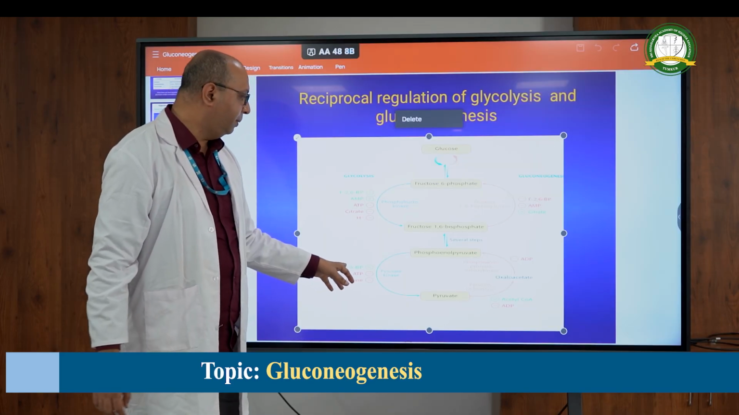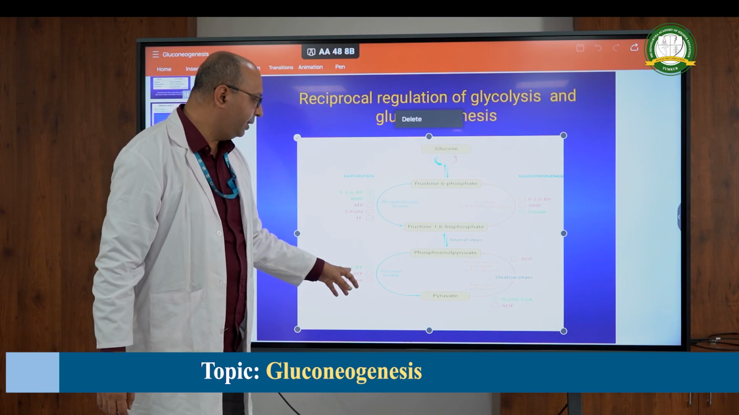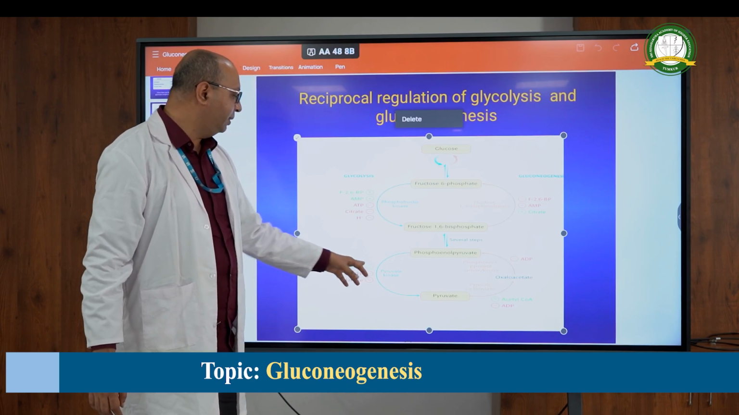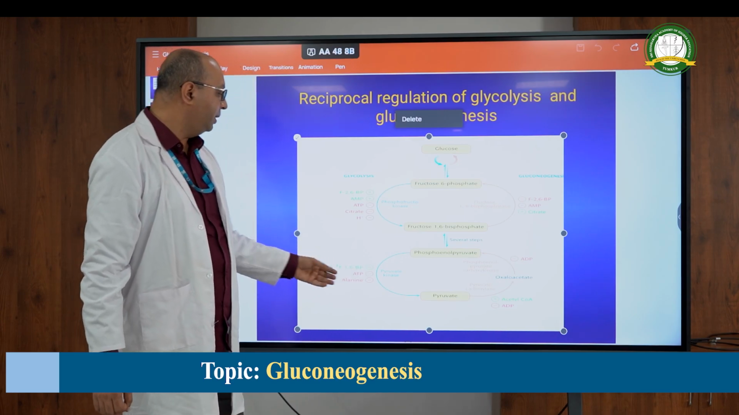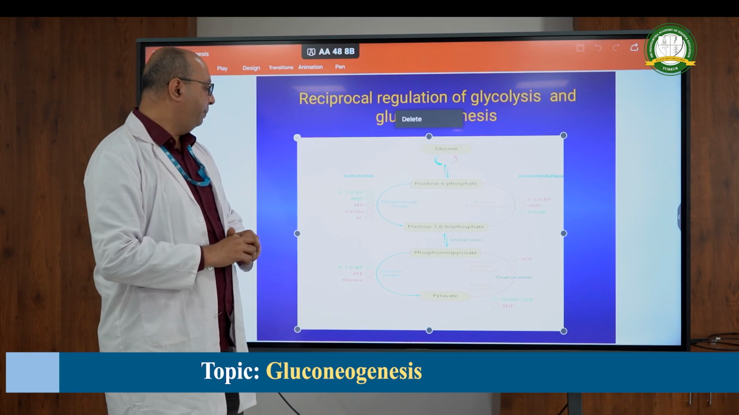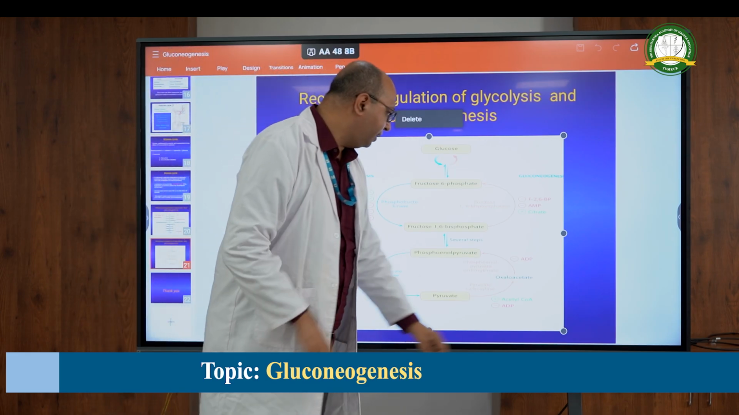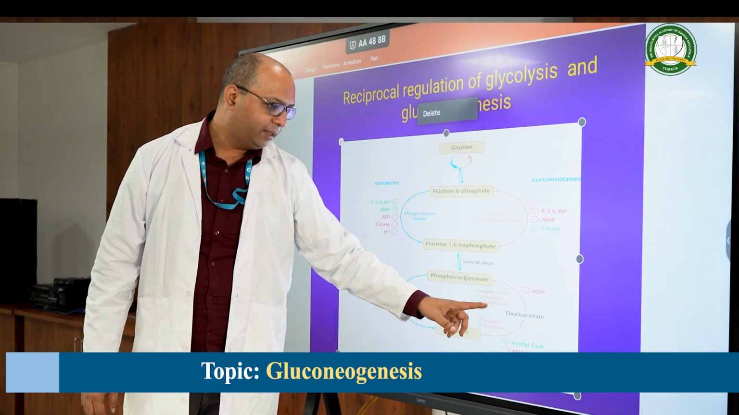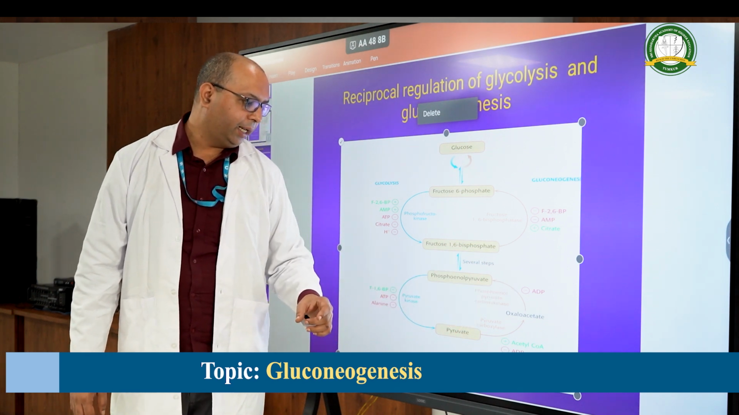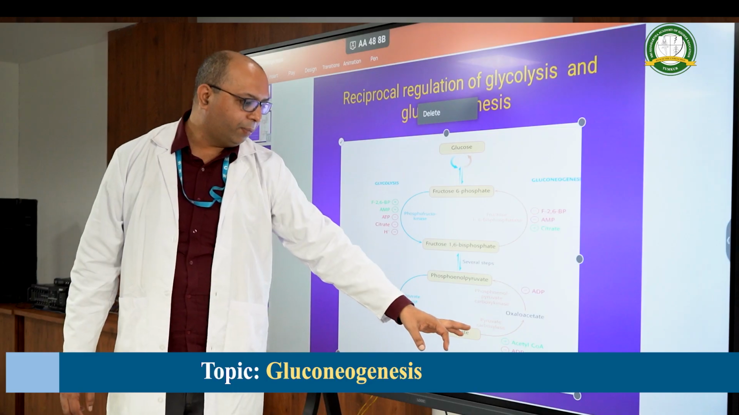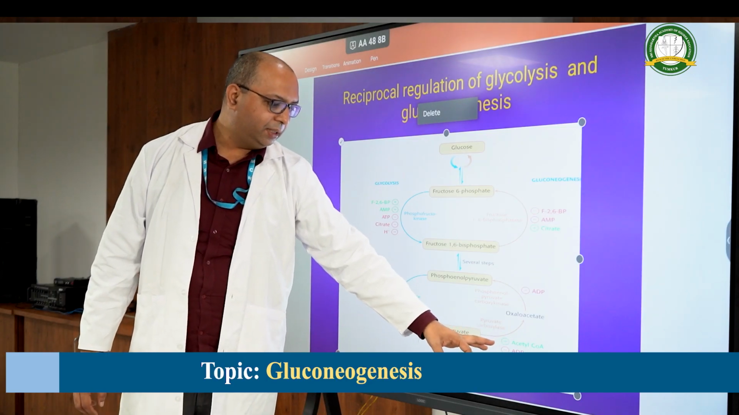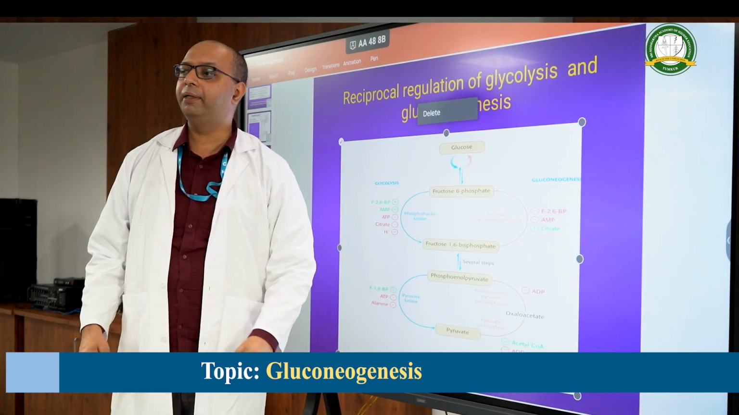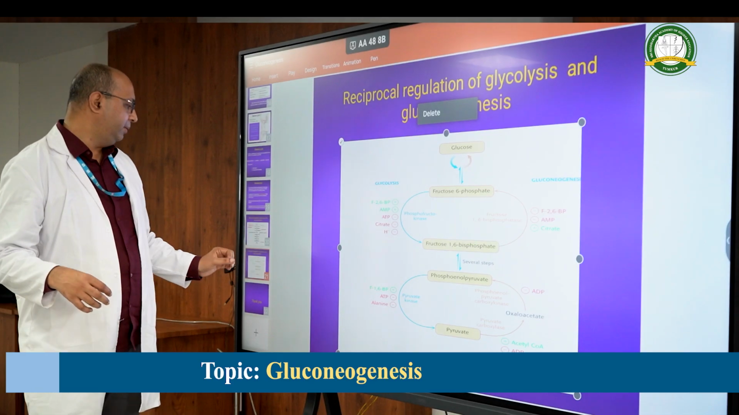Next is pyruvate kinase. The pyruvate kinase activator is fructose 1,6-bisphosphate and inhibitors are ATP and alanine. Whereas here, ADP is the allosteric inhibitor for phosphoenolpyruvate carboxykinase, and for pyruvate carboxylase, acetyl coenzyme A is the activator and ADP is the allosteric inhibitor.